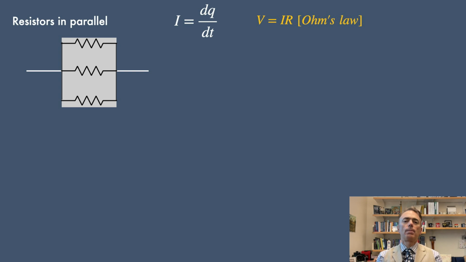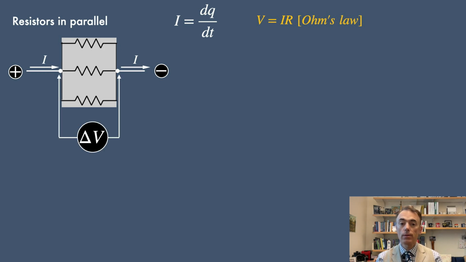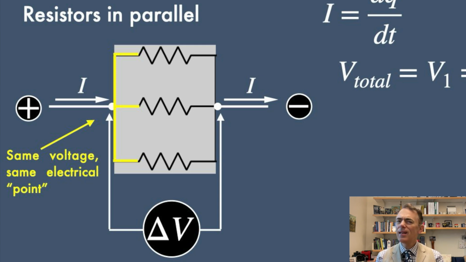Parallel circuits. In a parallel circuit, all components are connected across the same 2 points, providing multiple paths for the current to flow. The voltage across each resistor is the same because all components are connected across the same 2 points. So V total is V1 equals V2 equals V3. All these pieces of wire can be seen as the same electrical point.